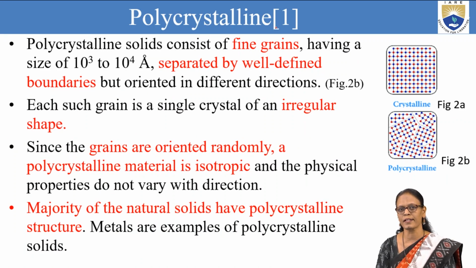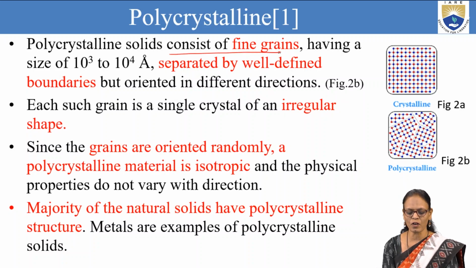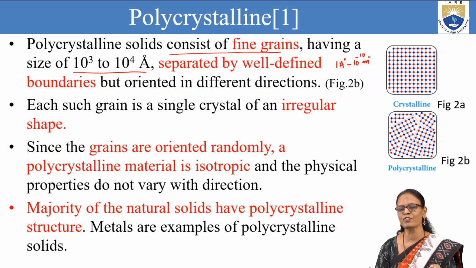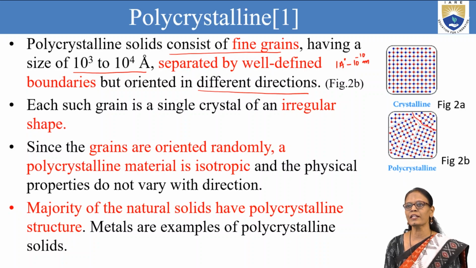Now coming to polycrystalline, they consist of fine grains having a size of 10 power 3 to 10 power 4 angstrom. And 1 angstrom here is 10 power minus 10 meter. So the size of these grains is 10 power 3 to 10 power 4 into 10 power minus 10 meter, and they are separated by well-defined boundaries but oriented in different directions. We have seen in the figure, if you see this grain, it is oriented in this direction, and here the arrangement is in a different direction.